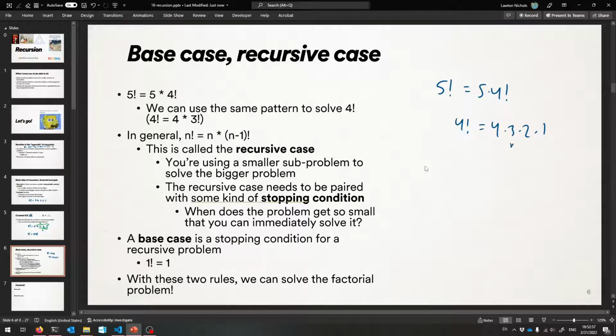And what do you know? That's 3 factorial sitting right there. 3 factorial. Crazy. So, yeah. 4 factorial is really equal to 4 times 3 factorial then.